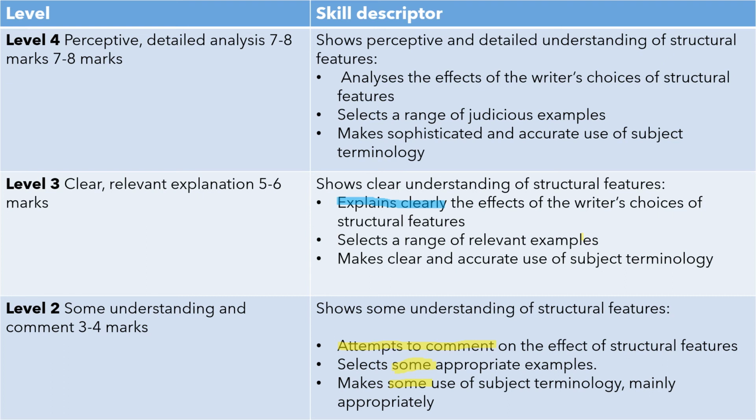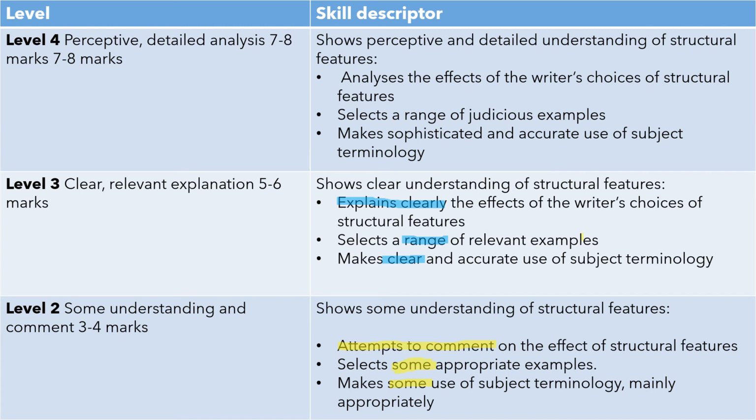The next bullet point there, select a range of relevant examples. So a range is more than some. It means that you've had at least 3 maybe examples to back it up. Makes clear and accurate use of subject terminology. So we've moved away from these words like some, and we've moved towards much more positive words like using a range, having a clear understanding, and things like that. That's just showing me straight away that this response is going to be much more successful at level 3.